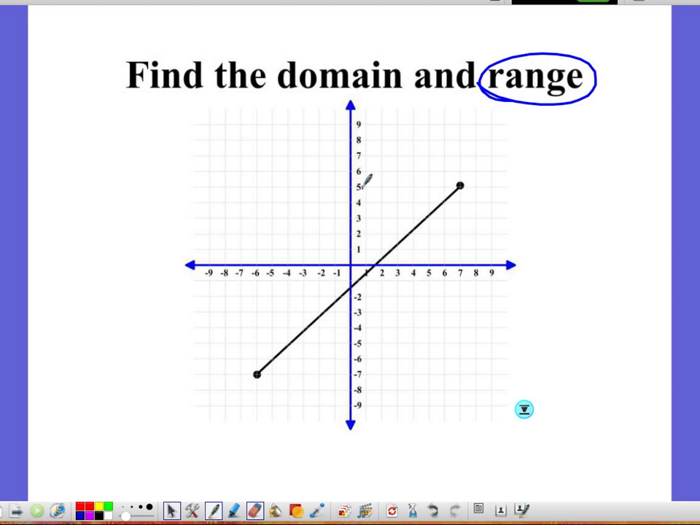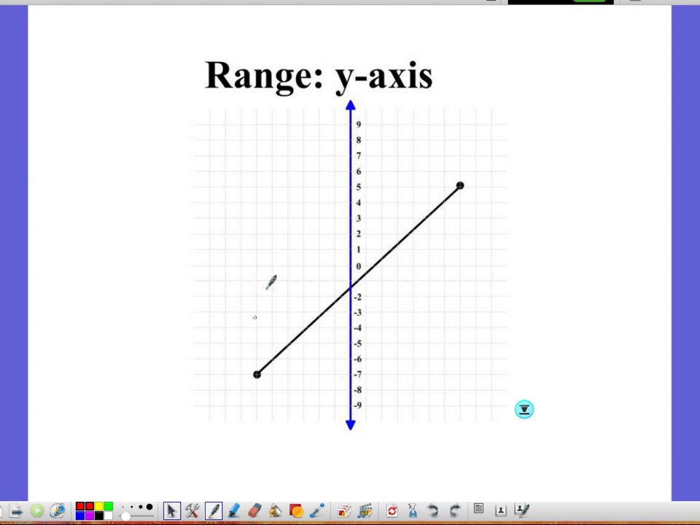Now the range, we're not going to look at the x-axis anymore. That's just for the domain. We're actually going to look at the y-axis. And so what I did is I took away the x-axis, got rid of it, and I had you write this. Range, you're just looking at the y-axis.